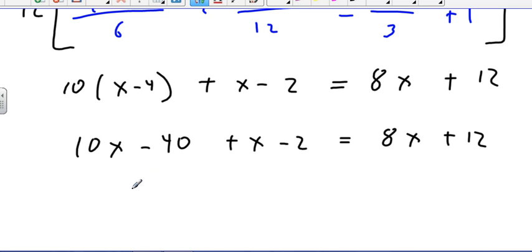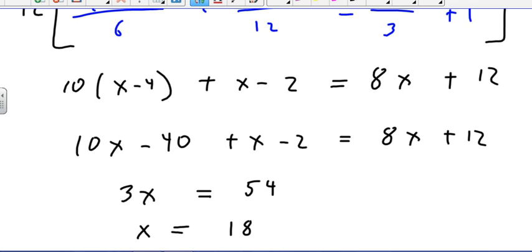So I'm going to have 3x, right? 3x is equal to, I've got minus 42. It goes the other side, and I get 54. And then x is equal to, 3 goes into there 18 times.